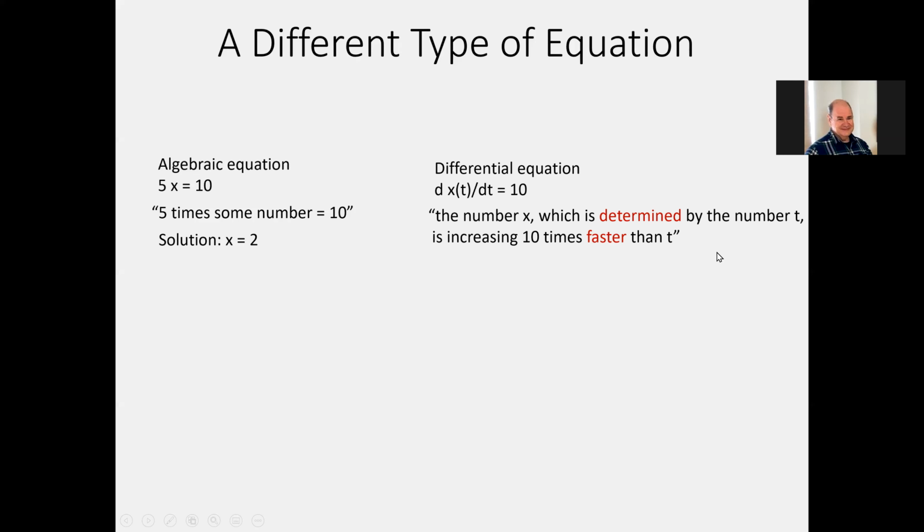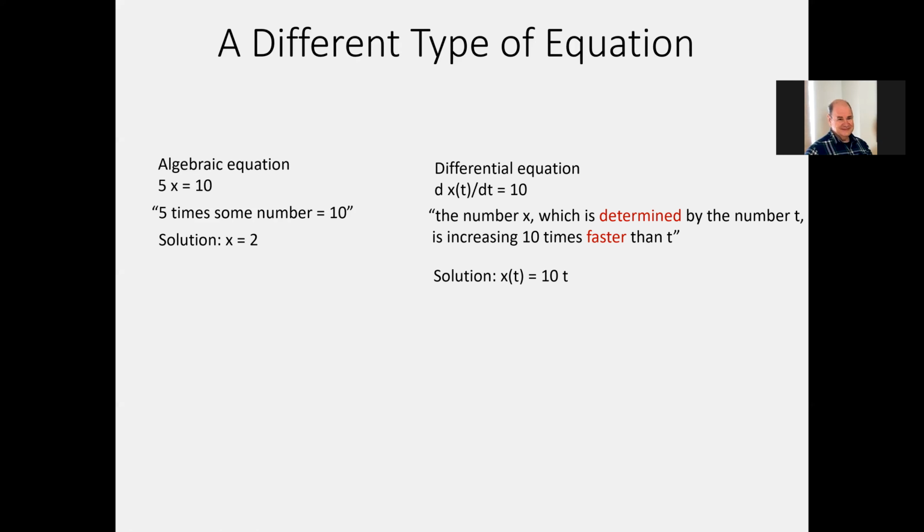And the solution is not a number. The solution is, in fact, a function of t. It tells me how to compute x given t. And the answer is simple. When you think about it, after all is said and done, x is simply 10 times t.